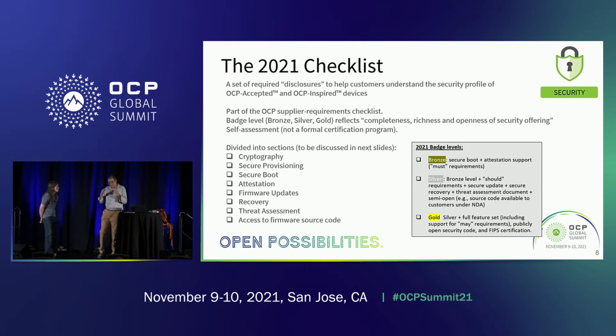We've taken all of these requirements and put them into 3 levels. And again, the badge is optional, so you can choose to go for it or not. We basically said there is a very, very minimum bar. If you do a secure boot and attestation, basically, that's a good bronze level. That's a good start. You have 2 core functionalities that are important.